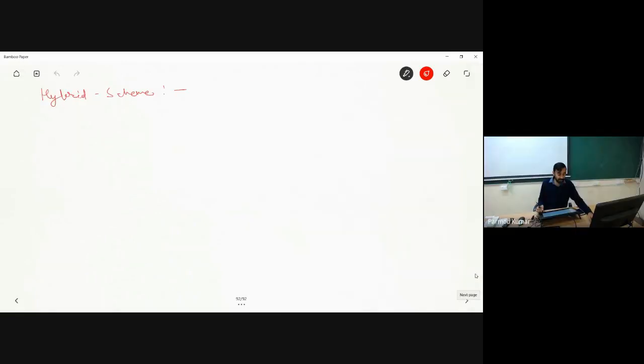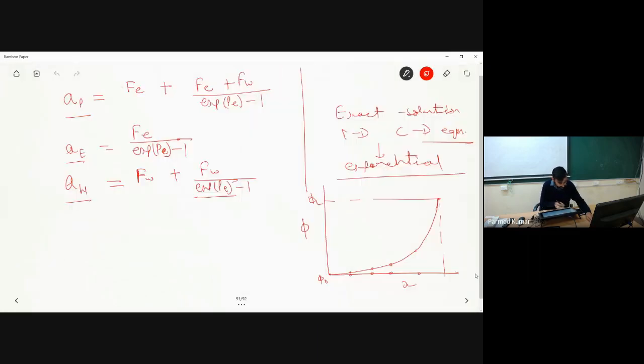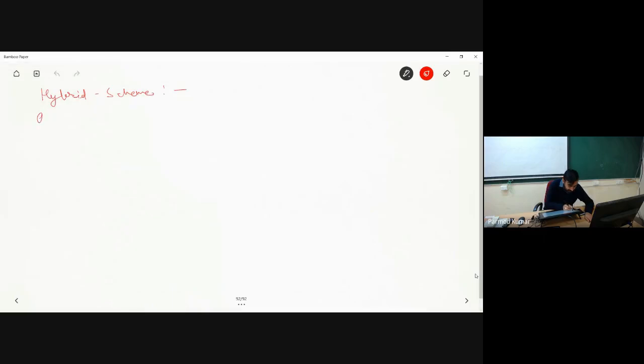Okay, so now let me talk about the hybrid scheme. While talking about the hybrid scheme, I will first take one coefficient AE from the expression of the exponential scheme. So if I write down the value of AE, what is AE over here? It is FE divided by exponential of Peclet number minus 1.